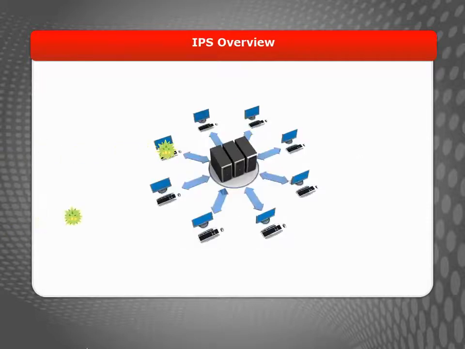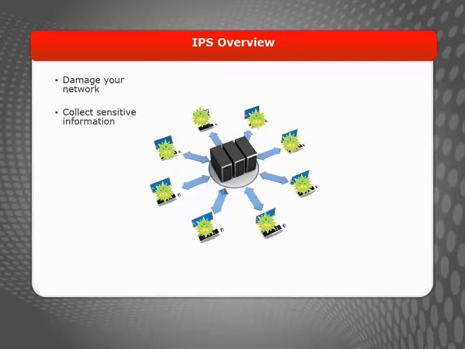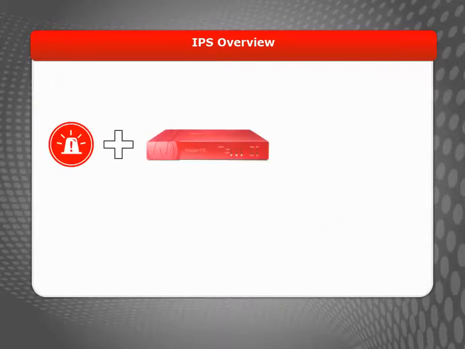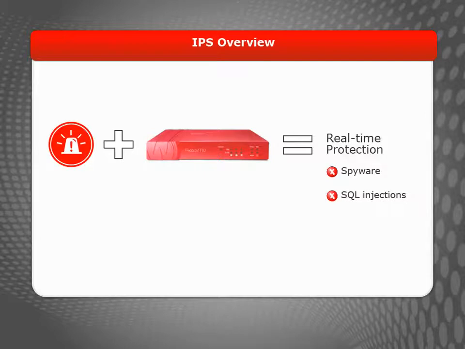Intrusions are direct attacks on your network that usually exploit a vulnerability in an application. These attacks are created to cause damage to your network, get sensitive information, or use your computers to attack other networks. Intrusion Prevention Service, or IPS, is a fully integrated security subscription for WatchGuard Firebox and XTM devices that can help you protect your network from these types of attacks. IPS works in tandem with your Firebox or XTM device to provide real-time protection from threats such as spyware, SQL injections, cross-site scripting, and buffer overflows.